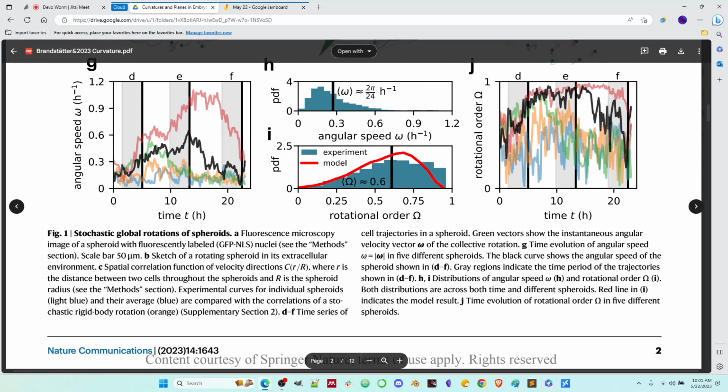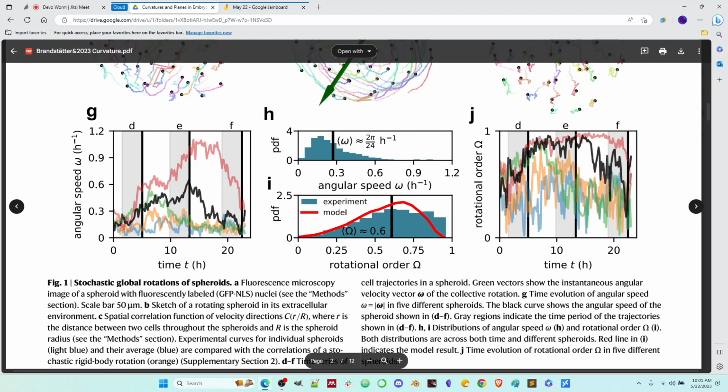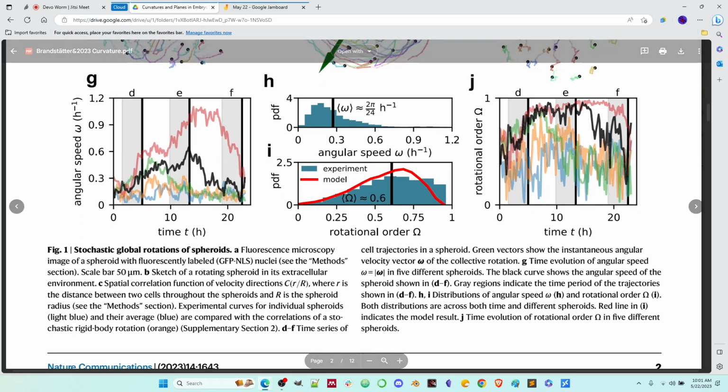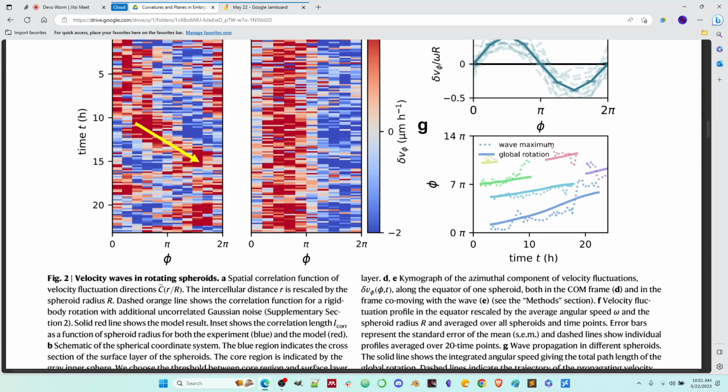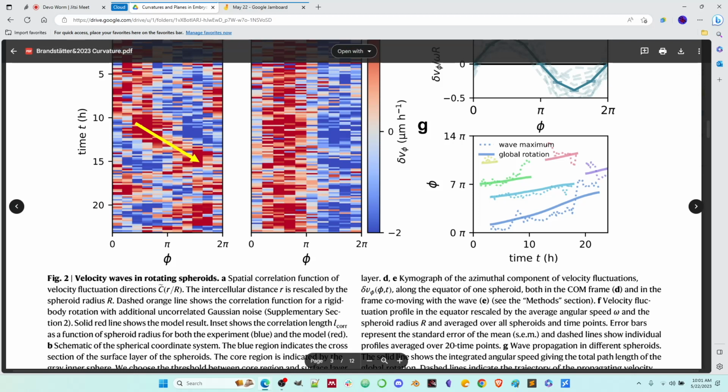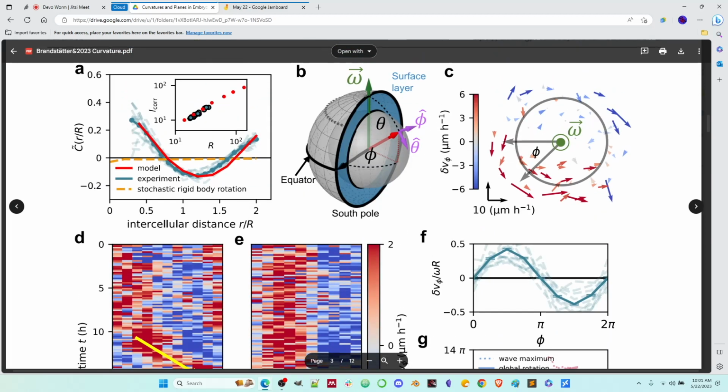They show distributions of angular speed and rotational order, both across time in different spheroids. These are distributions of, I think, angular speed, and rotational order seems to be a little bit different, but that's how they characterize that. This figure shows velocity waves in rotating spheroids. Now you have these velocity waves that go across. This is the sphere with its axis, so you have the poles, you have the equator, and these are the cells within this sphere moving around.